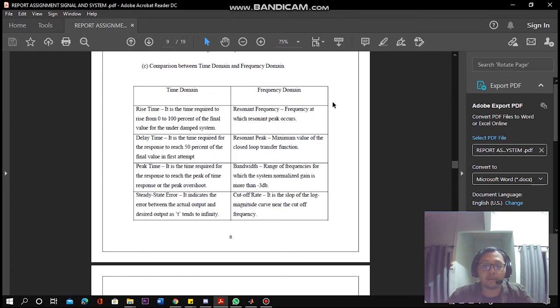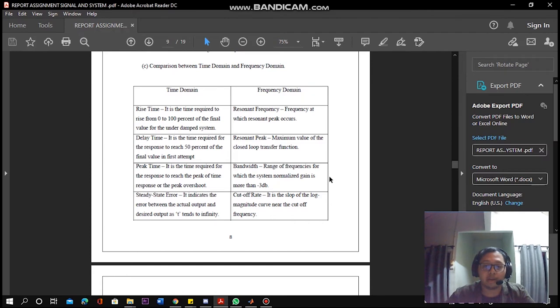For the frequency domain, first, resonant frequency, which is the frequency at which the resonant peak occurs. Second, resonant peak, which is the maximum value of the closed loop transfer function.